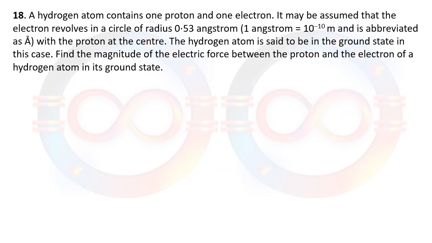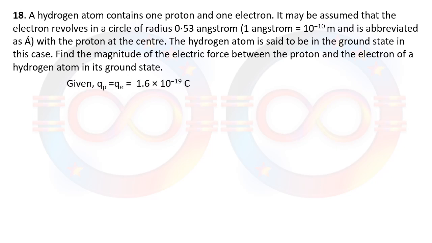Question number 18 is saying that a hydrogen atom contains one proton and one electron, and we know that the first orbit has a radius of 0.53 angstrom, and when the charge is present in the first orbit it is said to be in the ground state. The question is, find the magnitude of electric force between the proton and the electron of a hydrogen atom in its ground state.